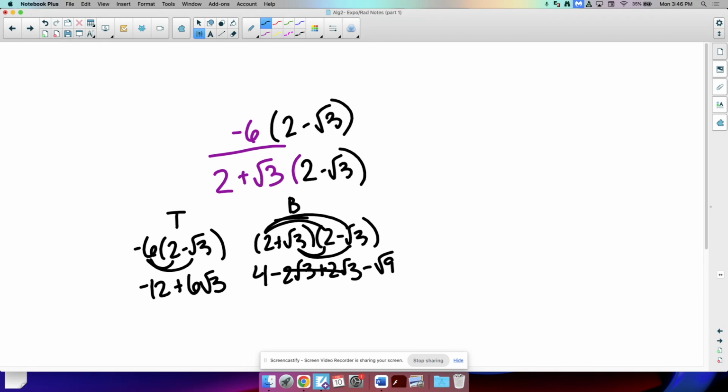Our middles should always cancel. The square root of 3, or sorry, the square root of 9 is 3. 4 minus 3 is 1. So our new top, negative 12 plus 6 root 3. Our new bottom is a 1. Do we need to write 1s on the bottom? No.